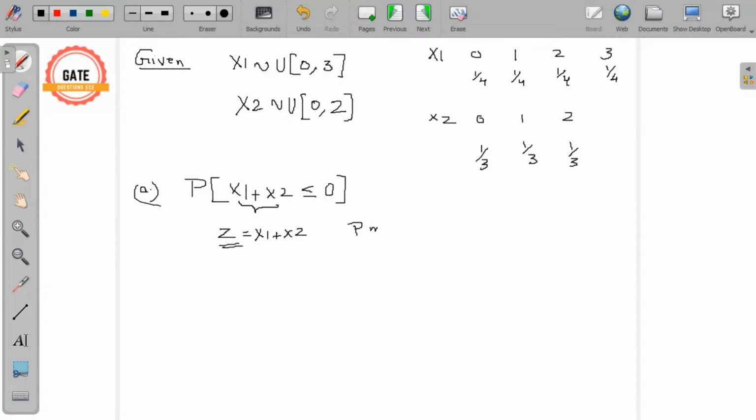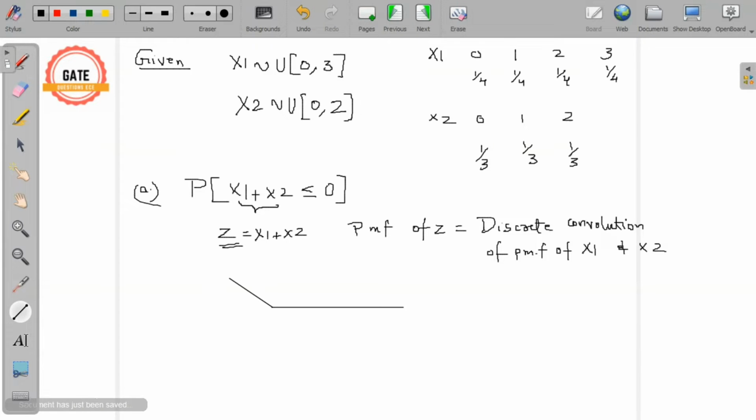So the p.m.f of z will be equal to the discrete convolution of the p.m.f of x1 and x2. So by the tabular method we can find what the p.m.f of z will be. For that we draw a table here and write down x1 on this side and x2 on this side and corresponding values and their probabilities.